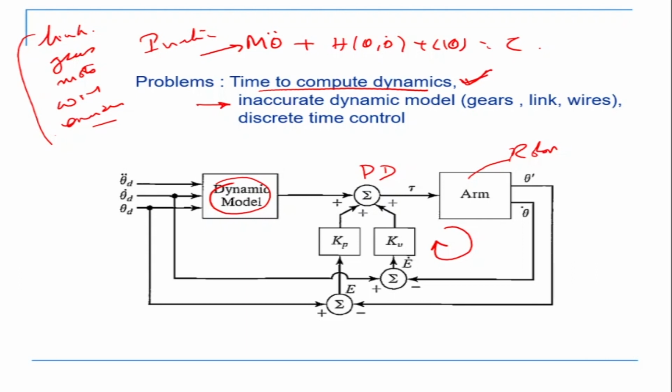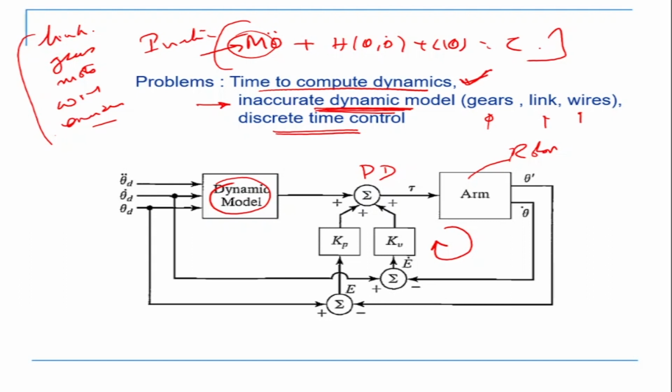So there is inaccuracy in the dynamic computation itself, because the gear inertias, link inertias, and weights are not known accurately. If this term is not accurate, then even if you can compute the dynamics in real time, your answer is not very accurate, because this equation will not give you an accurate answer.